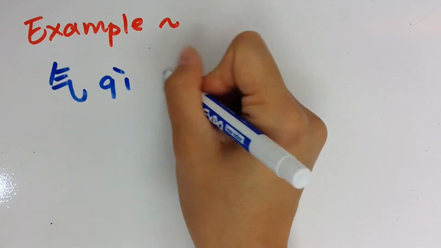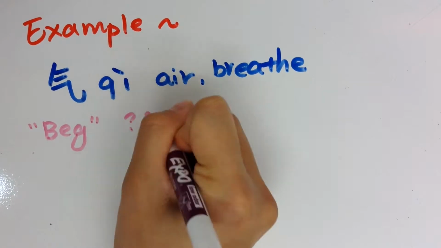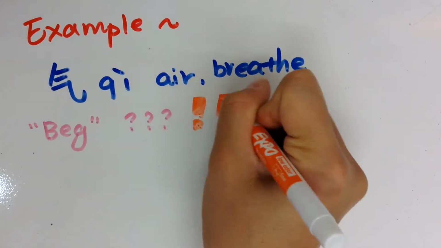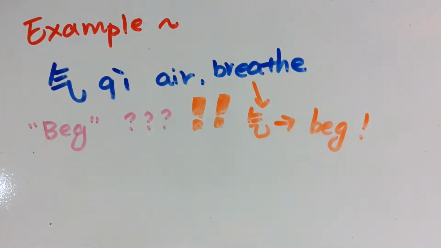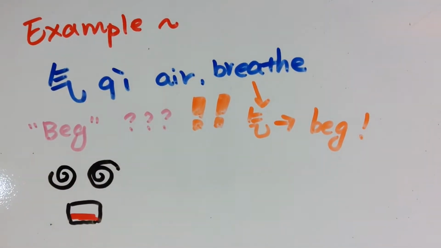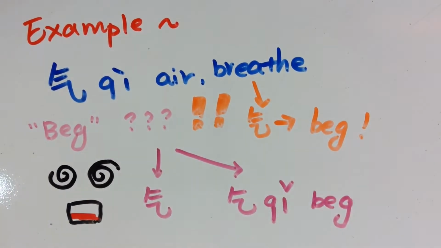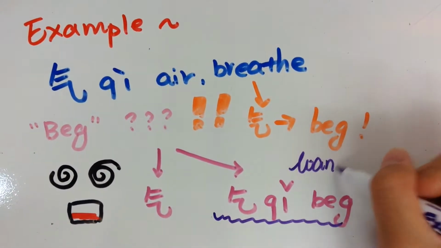For example, the character qi has its original meaning as air and breath. At some point, people realized that they needed something to represent the action of begging. So they took the shortcut of using the character qi to mean begging. Later, to avoid confusion, a new character qi was invented to take the meaning of begging independently.